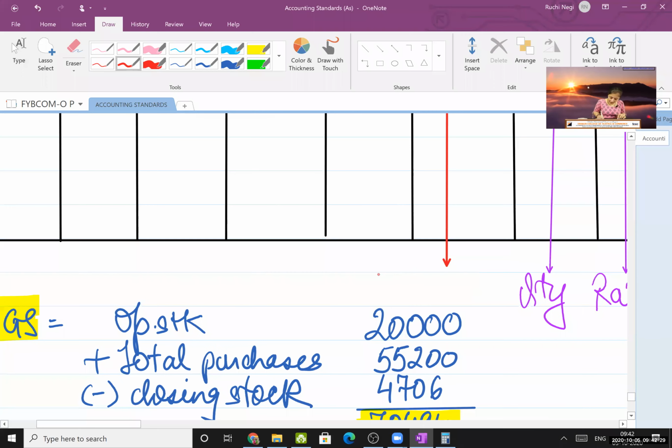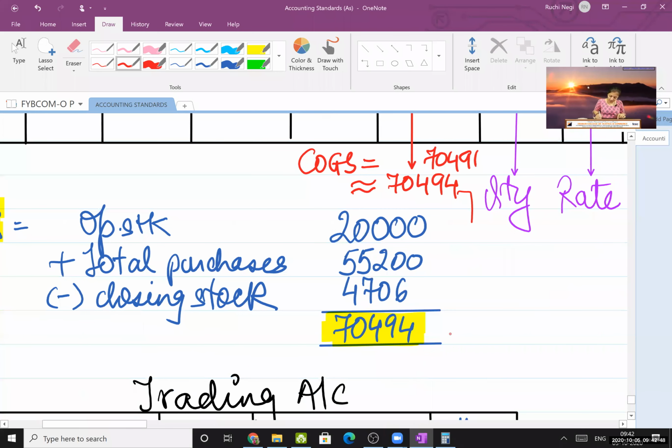You can write it like this. COGS 70,491, and you can show it like this. This is not an equal to sign, this is an approximation sign, and you can write 70,494 so that you can show that this and this tally. Okay.